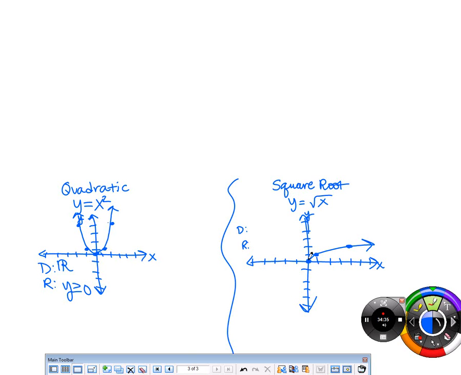So what is the domain of this function? Which x values are okay for us to plug in?